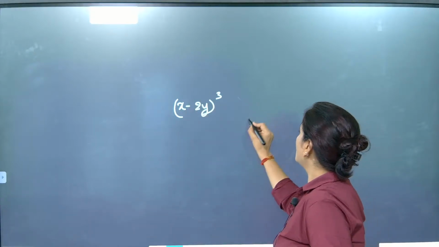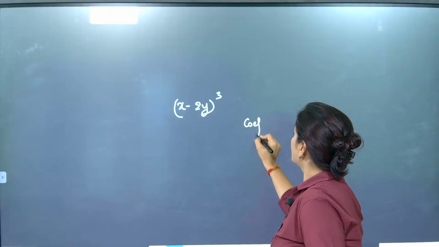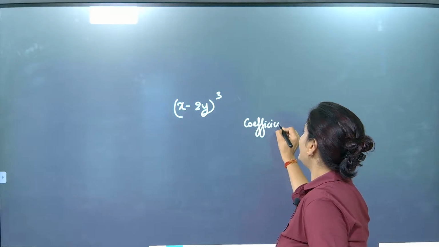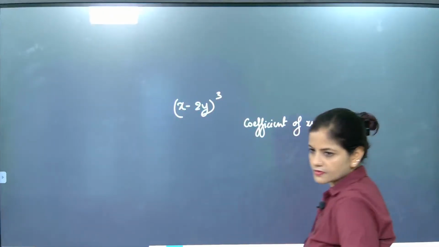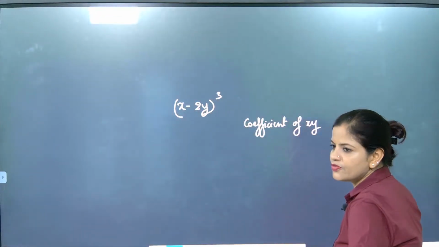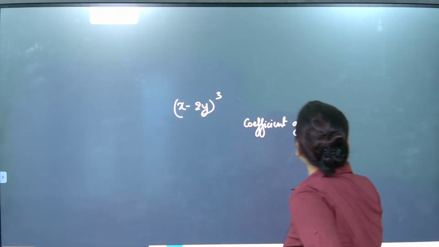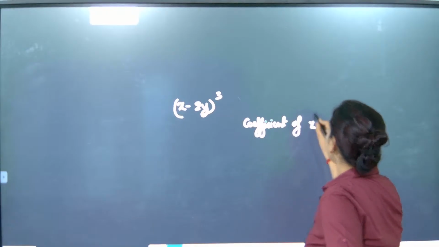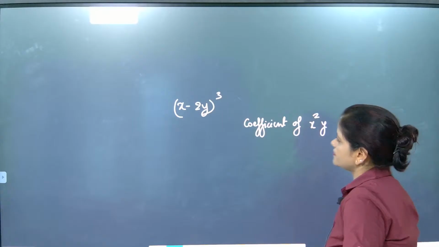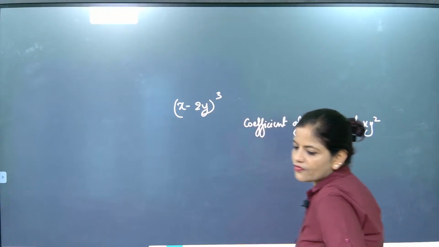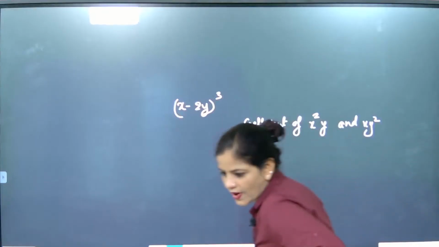You have to find the coefficient of xy. Understood? But you have to find the coefficient of x square y and xy square. Got it? Coefficient of x square y and xy square.